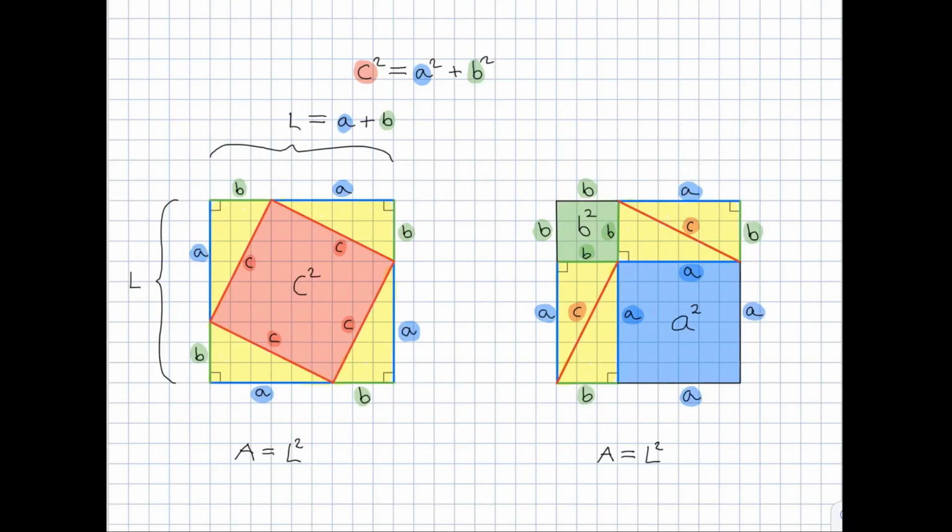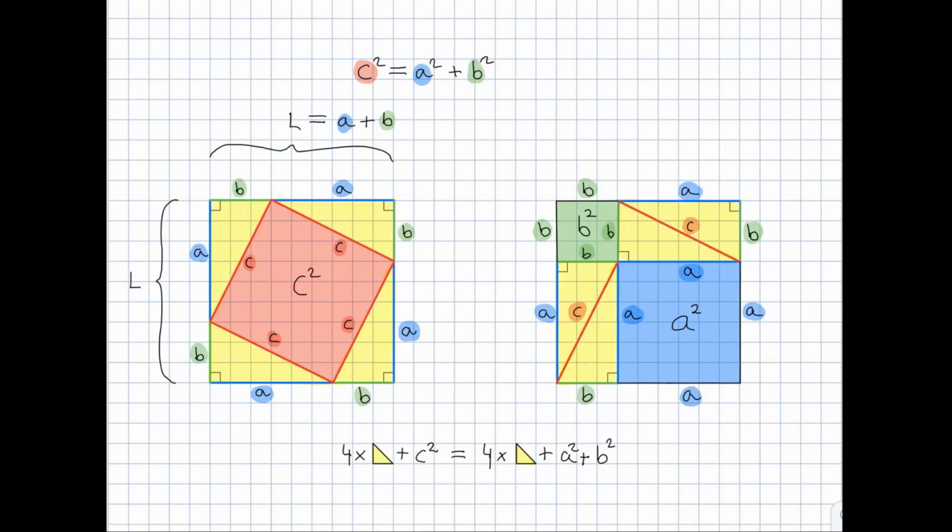If we look at the constituents of each square figure, we see that both consist of 4 equally shaped triangles each, because this was our starting point. Then we see that the remaining piece inside the left figure is a C squared square, and inside the right figure we have the 2 squares A squared and B squared. Because the total areas of both figures are identical, we can then put an equal sign between these 2 area equations that we just wrote.